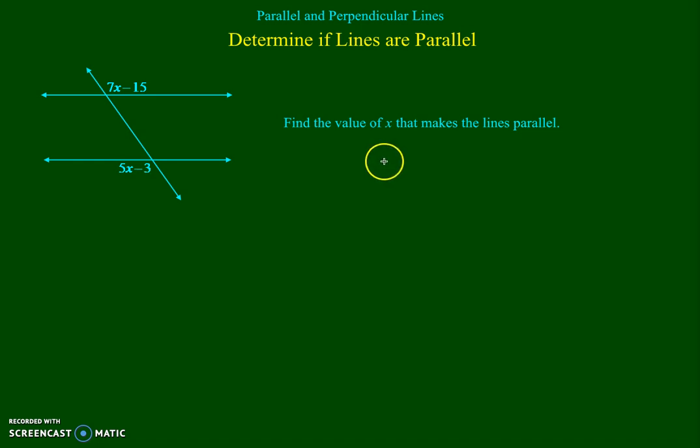To get started here, let's do 7x minus 15 equals 5x minus 3. Now this is the greater x term, so I'm going to subtract 5x from both sides. And I have 2x minus 15 equals negative 3. Now I'm going to add 15 to both sides. And 15 minus 3 is going to be 12. And that equals 2x. And then I'm going to divide by 2. So x equals 6.